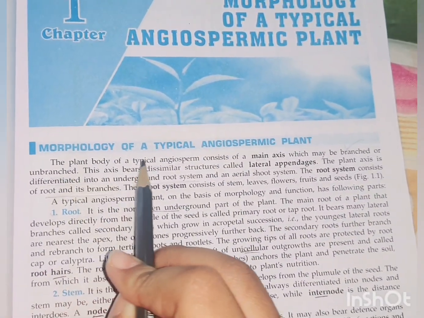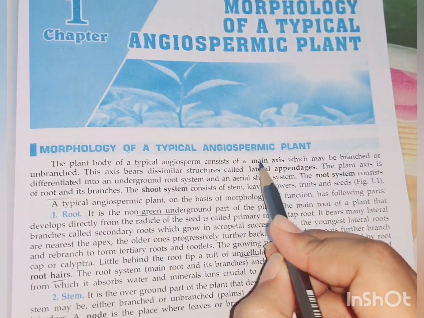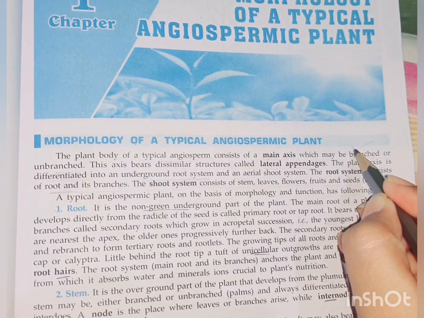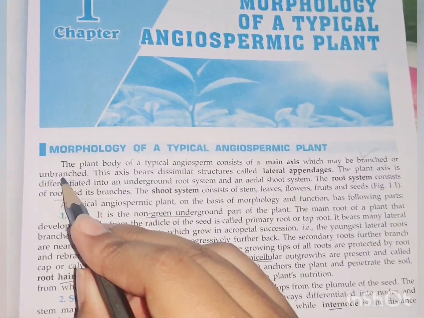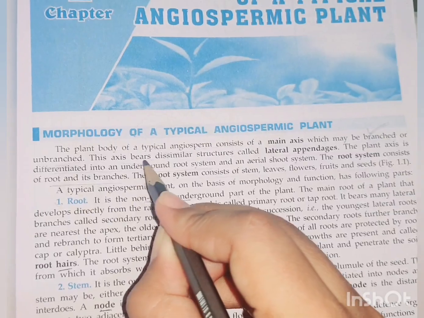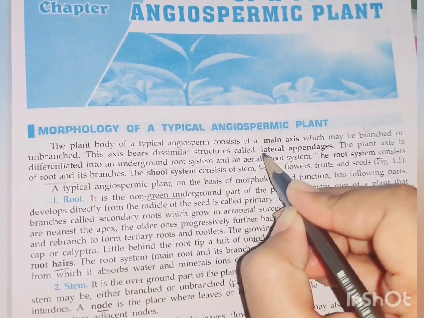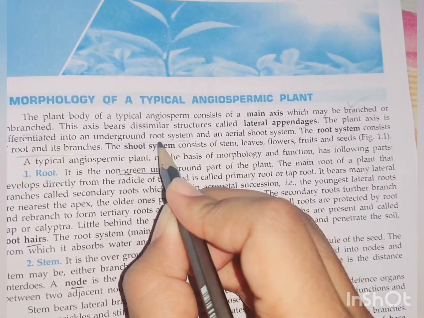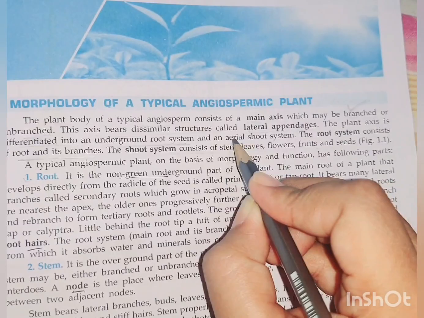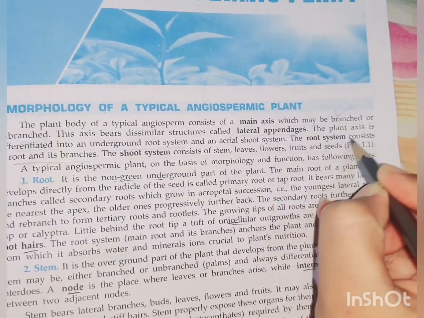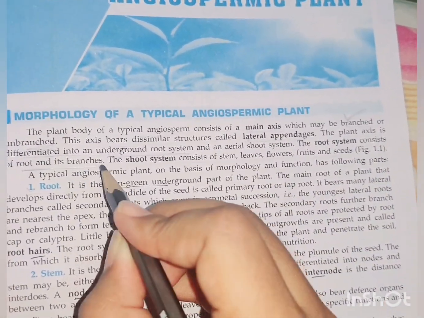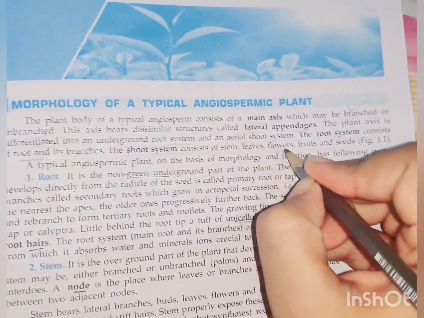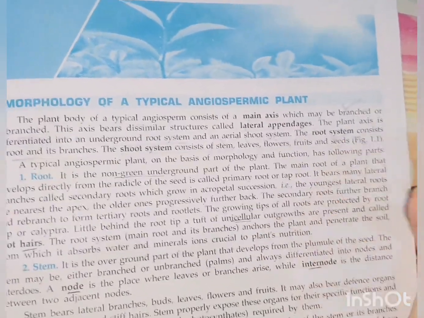So at first, a plant body of typical angiosperm consists of a main axis which may be branched or unbranched. That means sometimes it bears the branches, sometimes they lack branches. This axis bears dissimilar structures called lateral appendages. The plant axis is differentiated into underground root system and an aerial shoot system. Root system consists of a root and its branches, and shoot system consists of stem, leaves, flower, fruits and seeds.